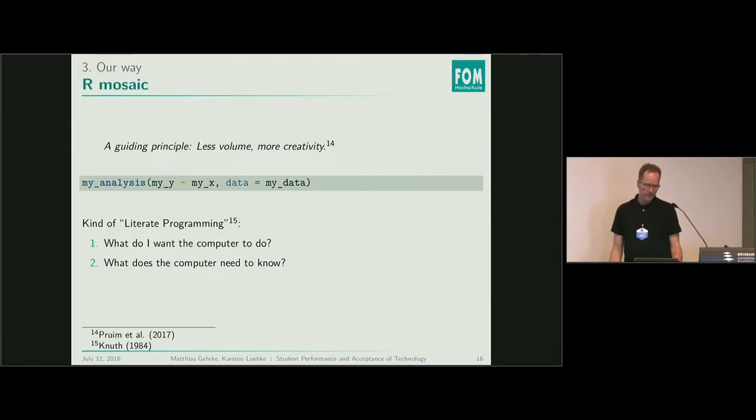How did we do that? For us, a very important package was the mosaic package, because that changed the approach to how to do statistics in R, because it makes it very easy. Probably you already know this package very well. The basic approach is my analysis with Y against X and with some data. It's a kind of literate programming, yeah? What do I want the computer to do, and what does the computer need to know? That's the basics in the mosaic package.